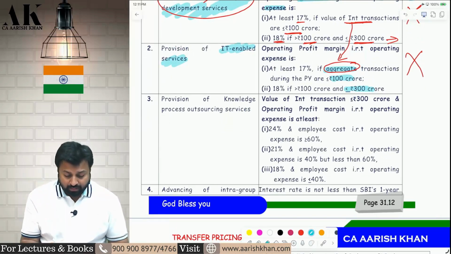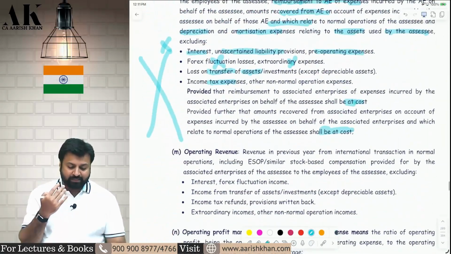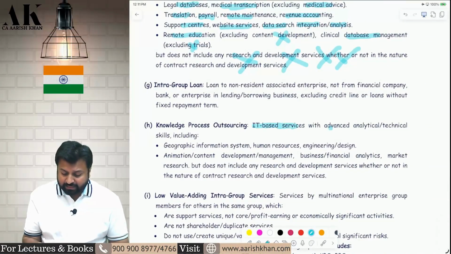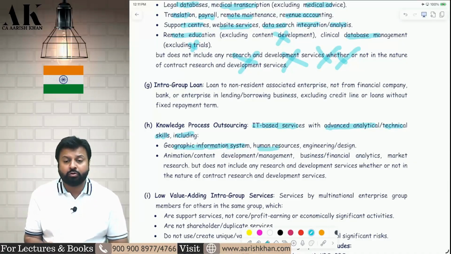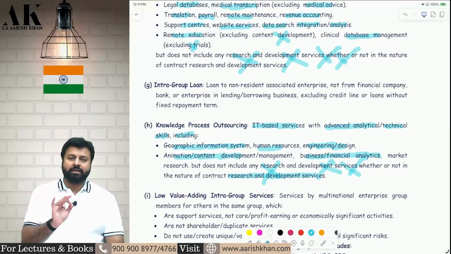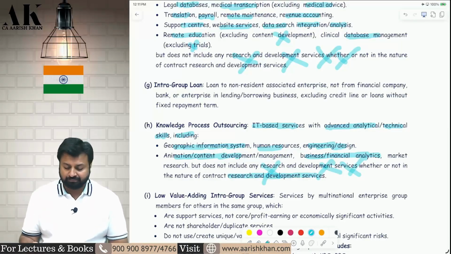Don't worry. Provision of knowledge process outsourcing services. Sir, what is knowledge process outsourcing services? Let's see the nature of business first. It is IT-based services with advanced analytical or technical skills, including geographic information system, human resources, engineering or design, animation, content development management, business or financial analytics, market research. Again, it does not include any research and development, whether or not in the nature of contract research and development services. I hope it is clear to all of you.